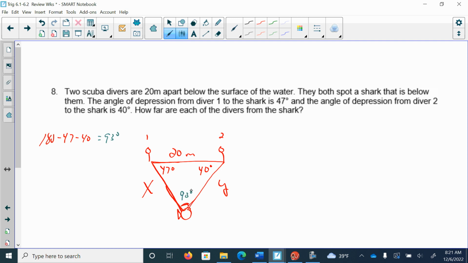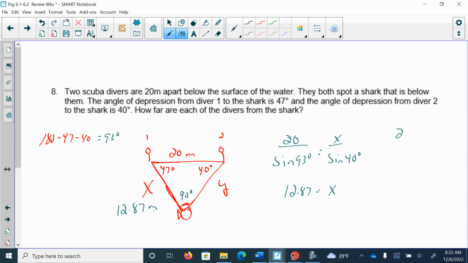Now I have that opposite pair, so I'm going to have 20 over the sine of 93 degrees is equal to, let's go ahead and do X over the sine of 40. And when I do that, I get 12.87 is equal to X. So this is going to be 12.87 meters, because that's meters, this has to be meters.